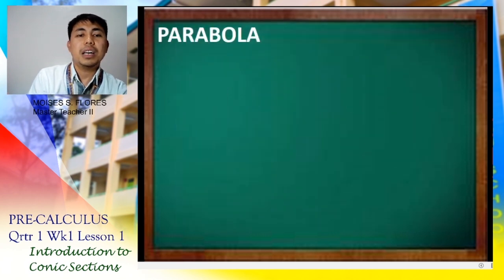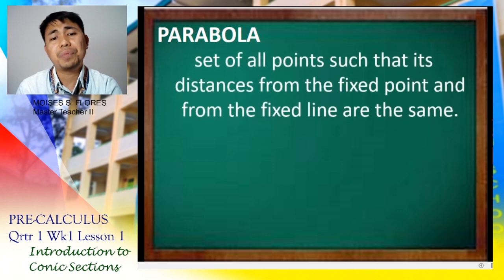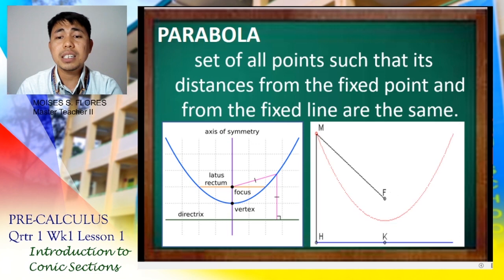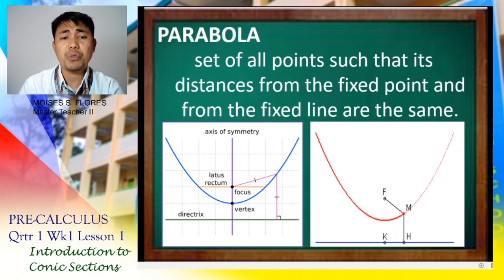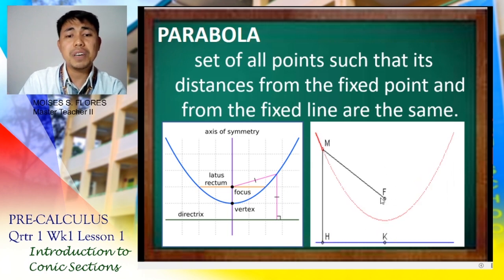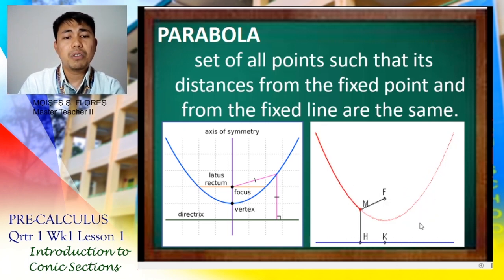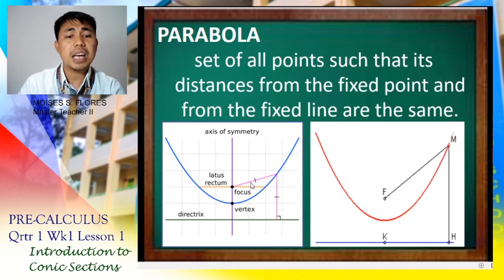Now, let's formally define what a parabola is. From the definition here, a parabola is a set of all points such that its distances from the fixed point and from the fixed line are the same. What do you call this fixed point? We have here the focus as the fixed point, and the fixed line is called your directrix. This is the relationship of the fixed point and the fixed line, and how the graph was formed.